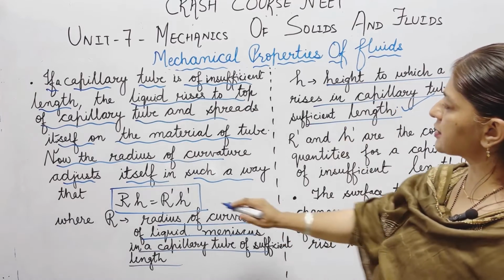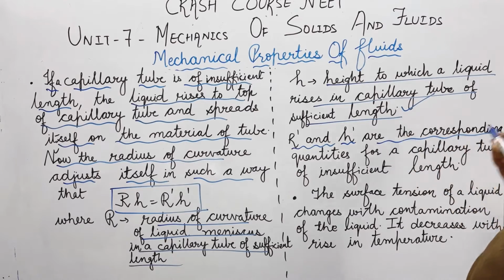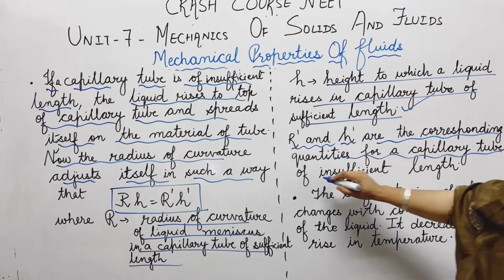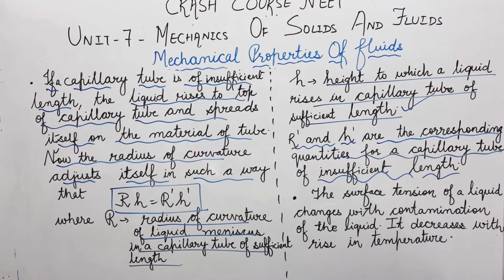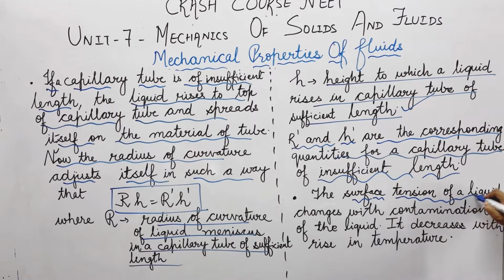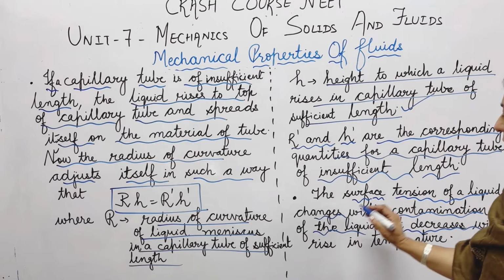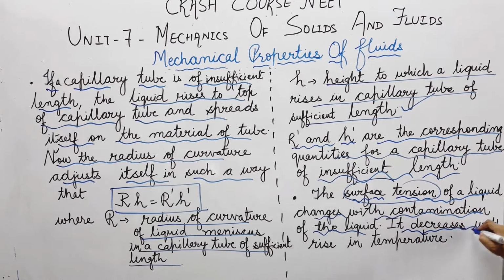So R H is equal to R' H', where R' and H' are the corresponding quantities for a capillary tube of insufficient length. The next point is about the surface tension if the liquid is contaminated. If there is contamination, then the surface tension value will change. It decreases. Next important point is that the surface tension decreases with the rise in temperature.